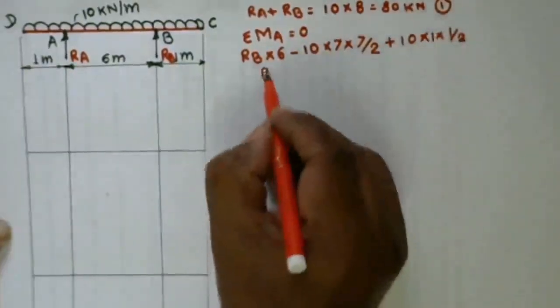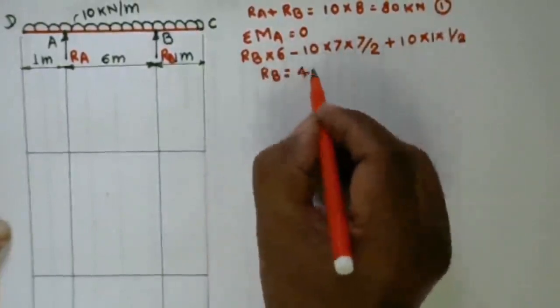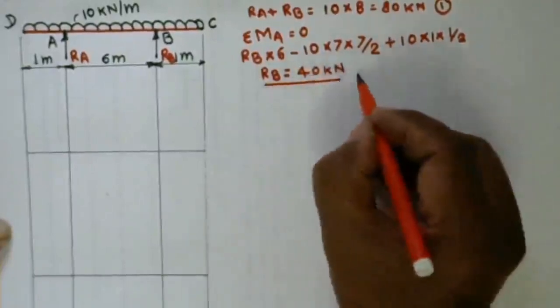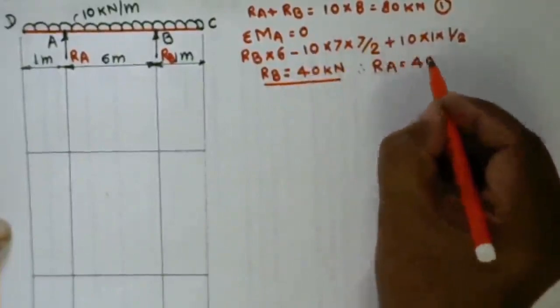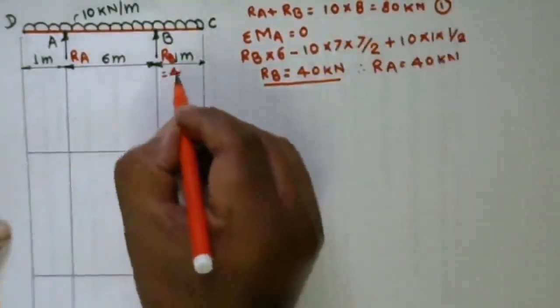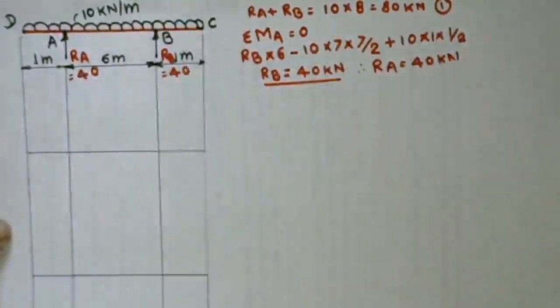After doing these calculations, we get the value of RB, which is 40 kilonewton. Put this value in equation number 1. Again you will get RA is also 40 kilonewton. So the reaction at B is equal to 40, and RA is also equal to 40.